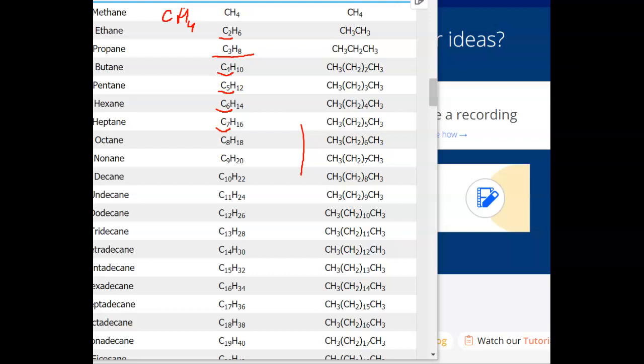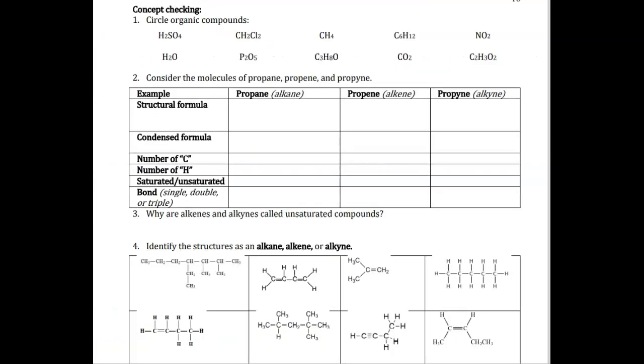Okay, let's go back to your concept checking. So propane has to have 3 carbons in the molecule. So propane is a saturated alkane. Its formula should have 3 carbons here, 1, 2, 3, and each of them has 4 valence electrons. So 1, 2, 3. Then the additional hydrogens here. This is a structural formula, when you show each bond between atoms. A condensed formula will show only bonds between carbons.